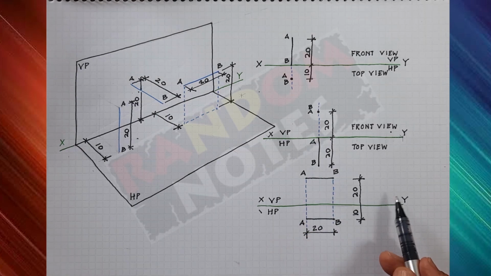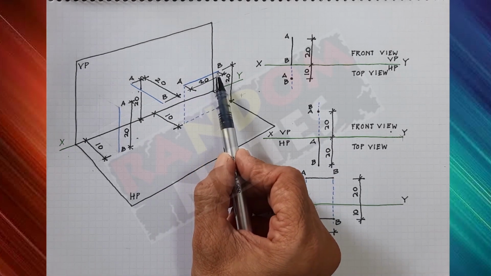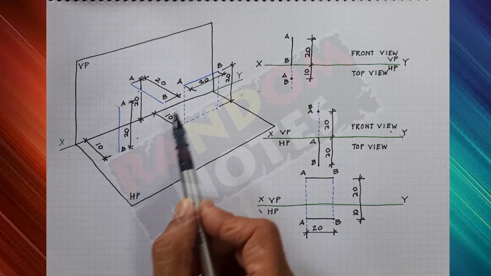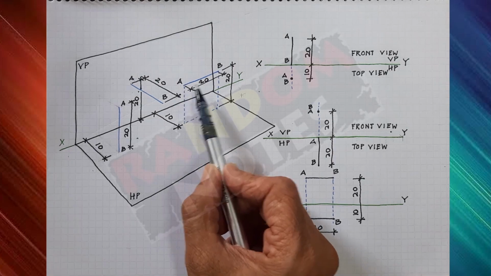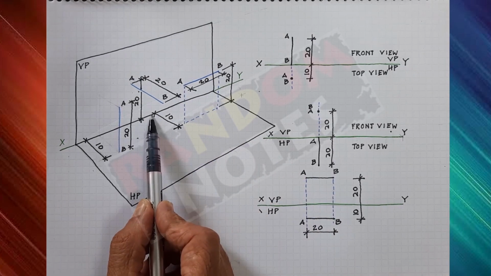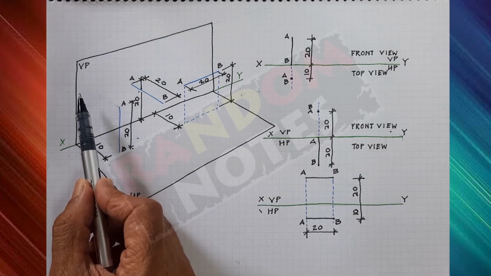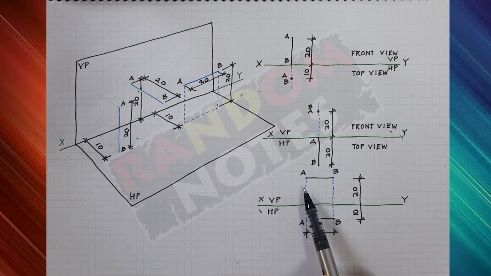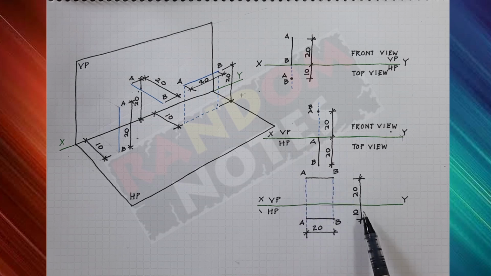Let us revise this situation. There is this line AB which is parallel to both vertical plane and horizontal plane. This line AB is 20 mm above the horizontal plane and 10 mm away from the vertical plane. I first made the line XY, identified my vertical plane and horizontal plane. I have started from the front view. I made the line AB 20 mm away from the horizontal plane.